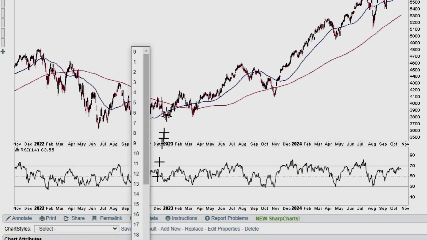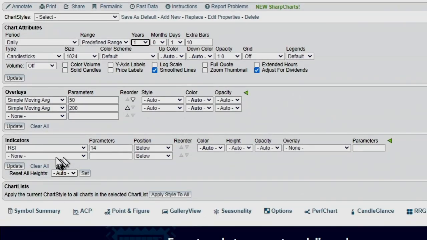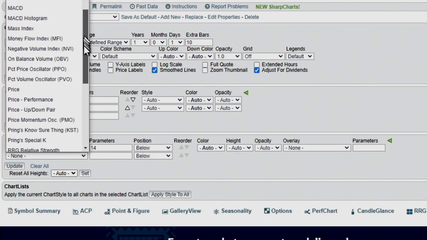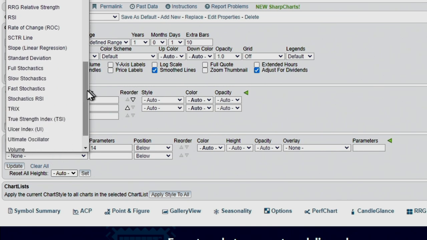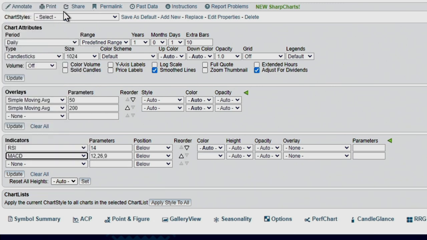So what we're going to add here is just what's called a moving average convergence divergence indicator. So it's MACD. If we're using stockcharts.com as an example, I just scroll down the list and I find MACD. All right, so this is just shorthand for moving average convergence divergence, and it is exactly what it says.